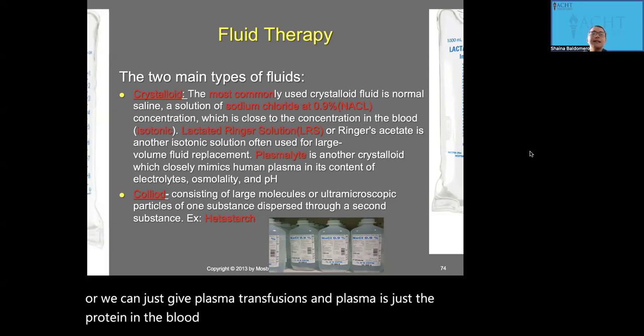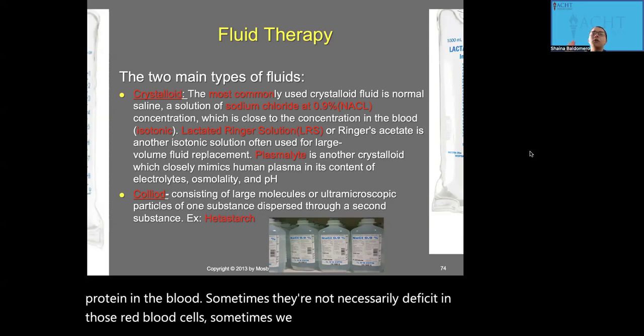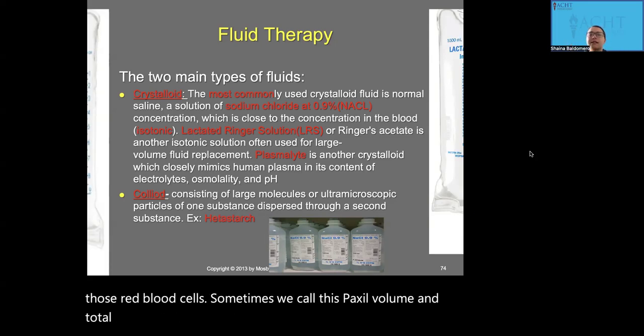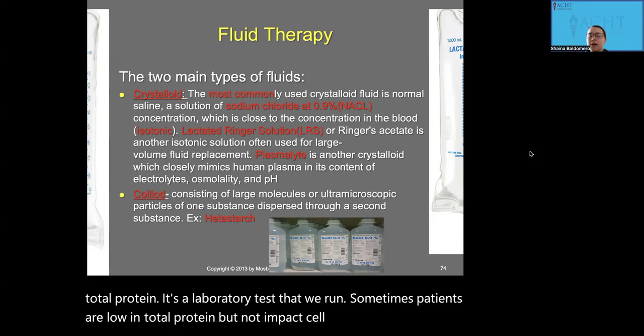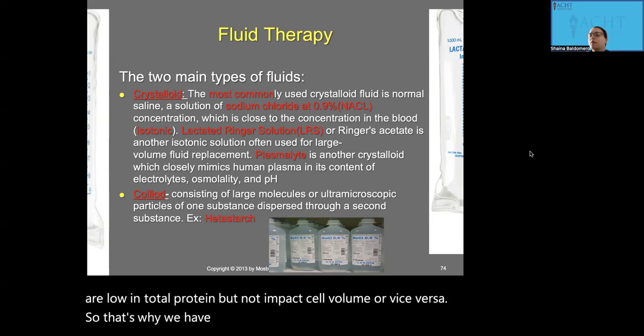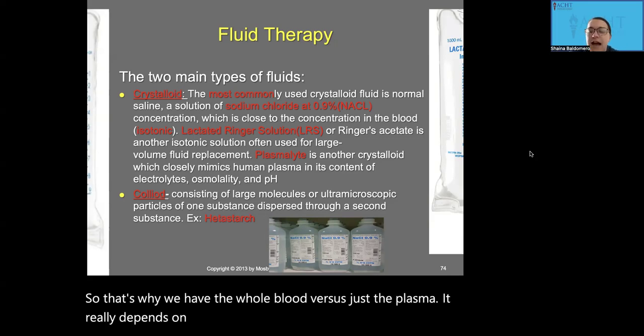Sometimes they're not necessarily deficient in those red blood cells. Sometimes we call this packed cell volume and total protein. It's a laboratory test that we run. Sometimes patients are low in total protein, but not in packed cell volume, or vice versa. So that's why we have the whole blood versus just the plasma. It really depends on that patient and their status.